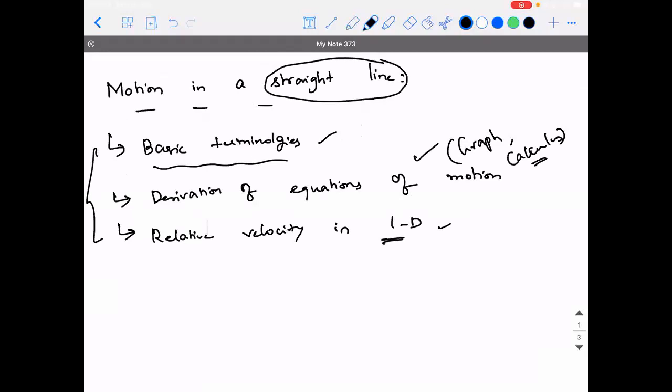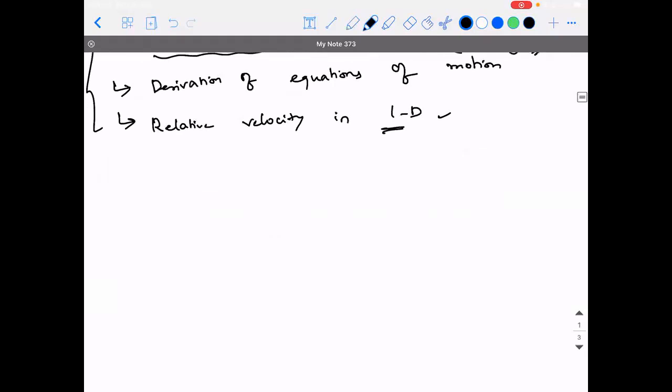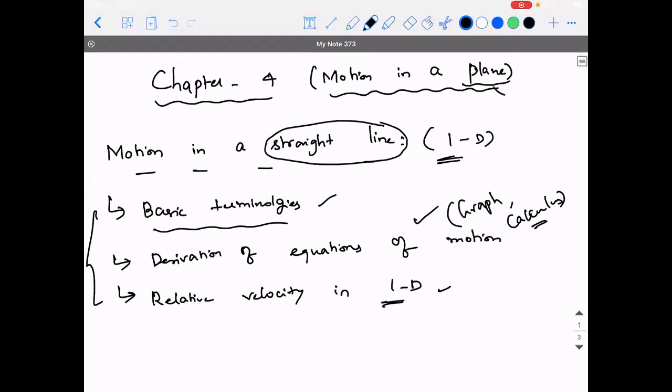So what comes to your mind when we talk about a straight line? Straight line is one dimensional, right? But what is the name of this chapter? We are saying motion in a plane. Plane corresponds to two dimensions. We are going to discuss the motion of a particle in a two-dimensional plane, that is, how the particle will start moving when it is given a velocity in both x and y directions simultaneously. So you can ask me, how is this possible?